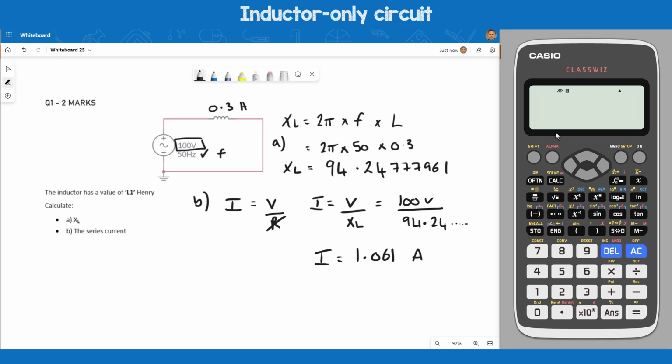If I wanted to use the memory location that I'd stored XL in earlier to find current, I would do 100 divided by the number that I stored in A. Gives me the same answer.